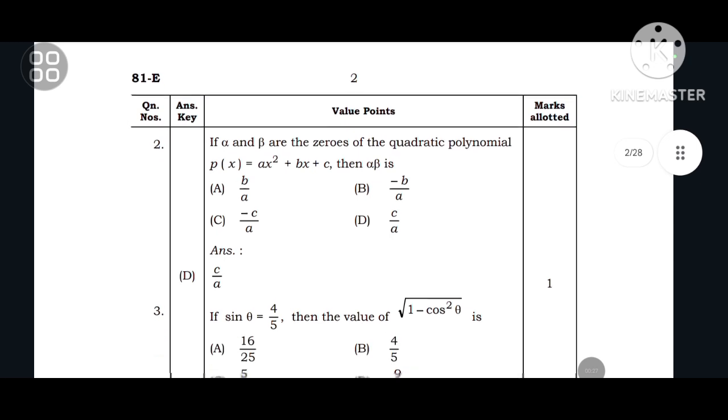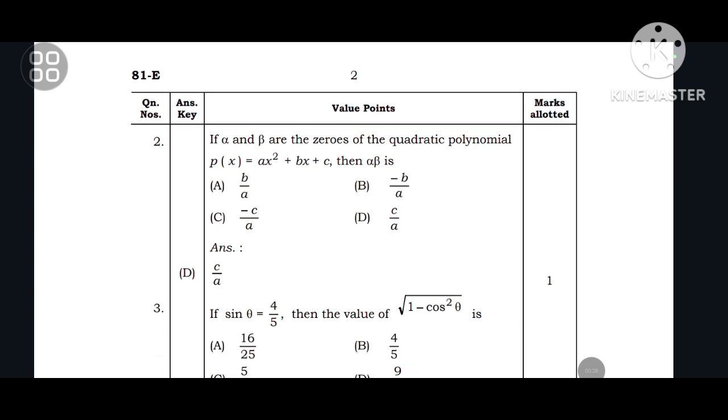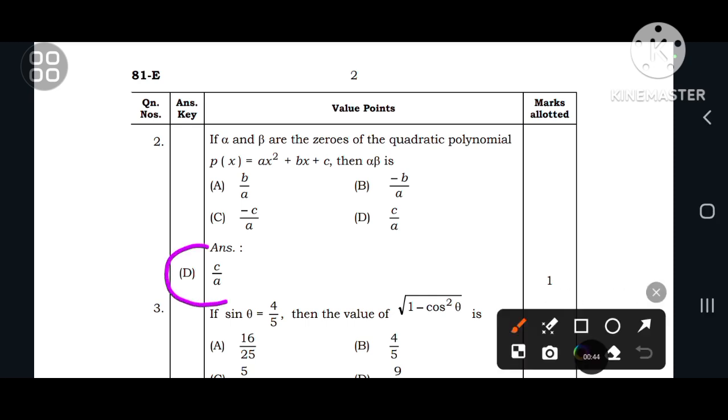Coming to the second question, if alpha and beta are zeros of the quadratic polynomial. The first question was from the chapter real numbers, and the second question we can see here, p of x is equal to x square plus bx plus c. Then alpha beta is the answer. D is correct here. You can see this in the chapter quadratic equations.